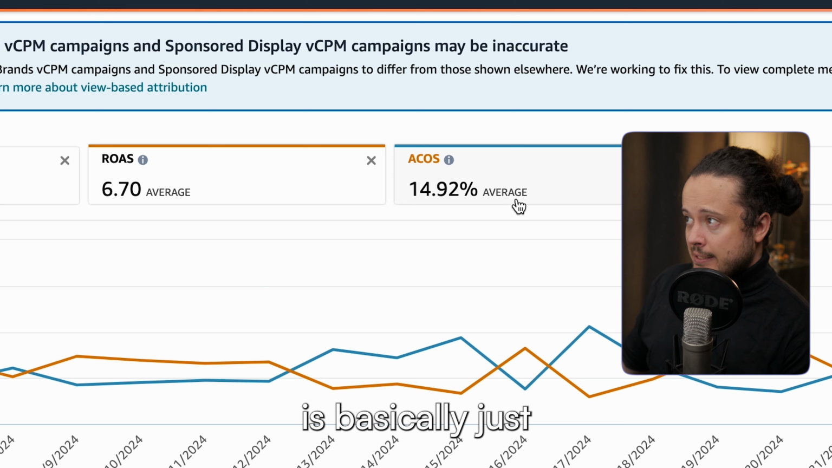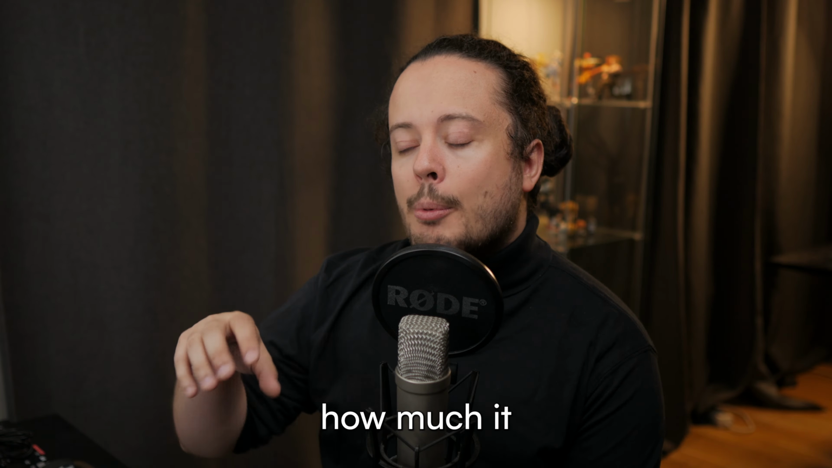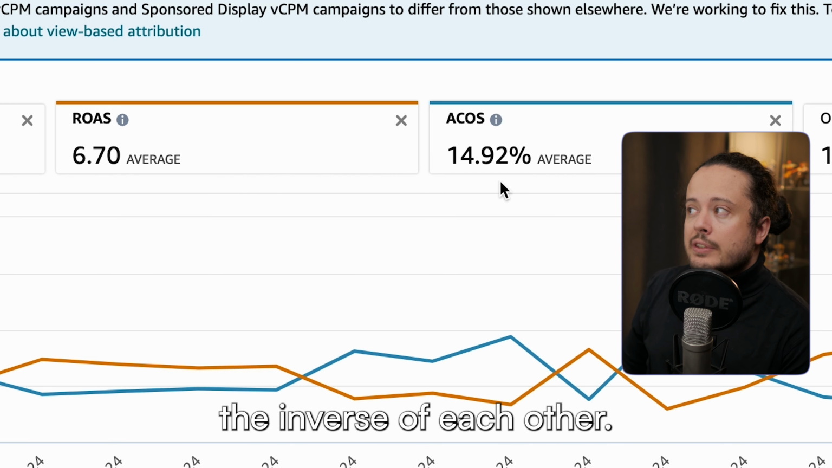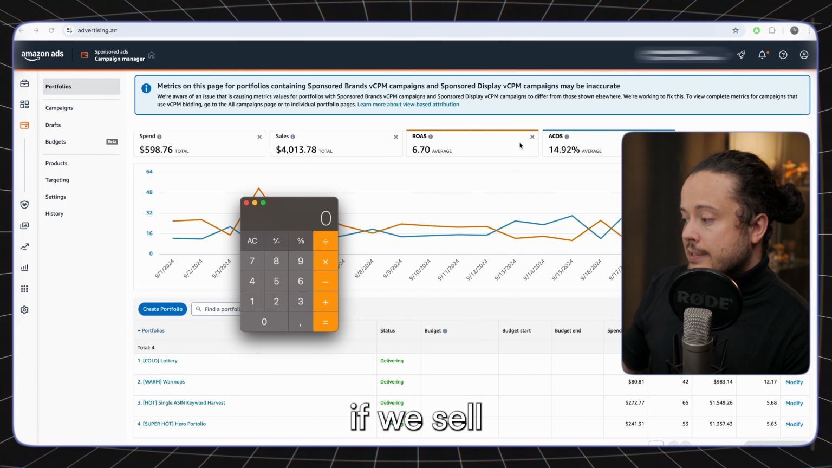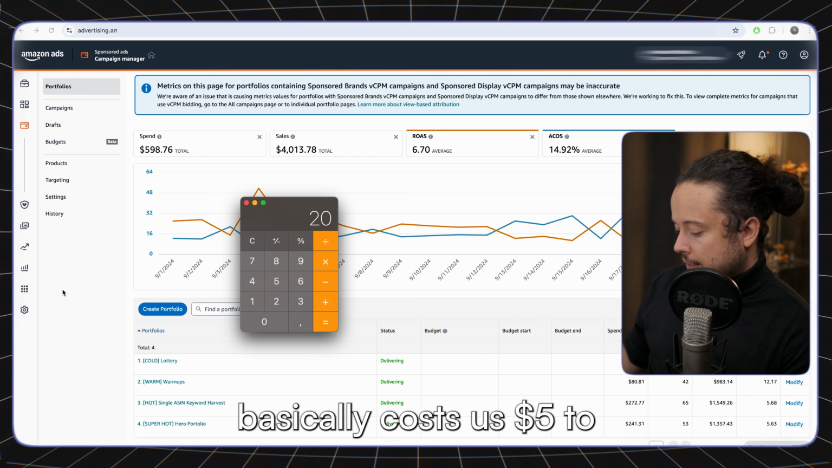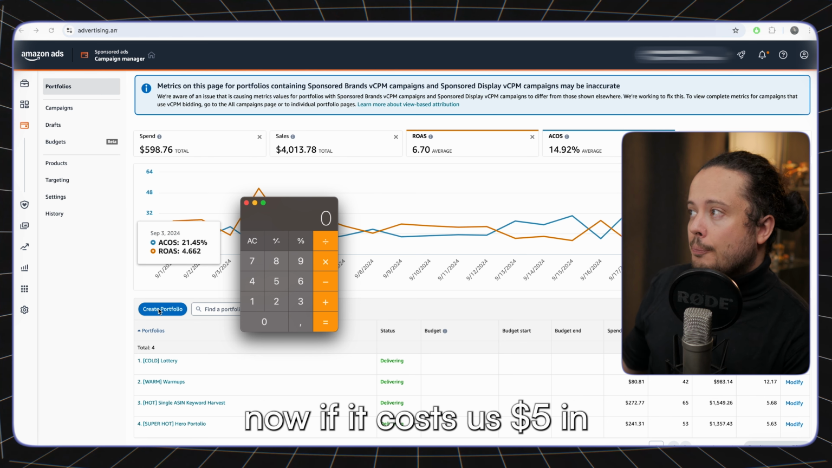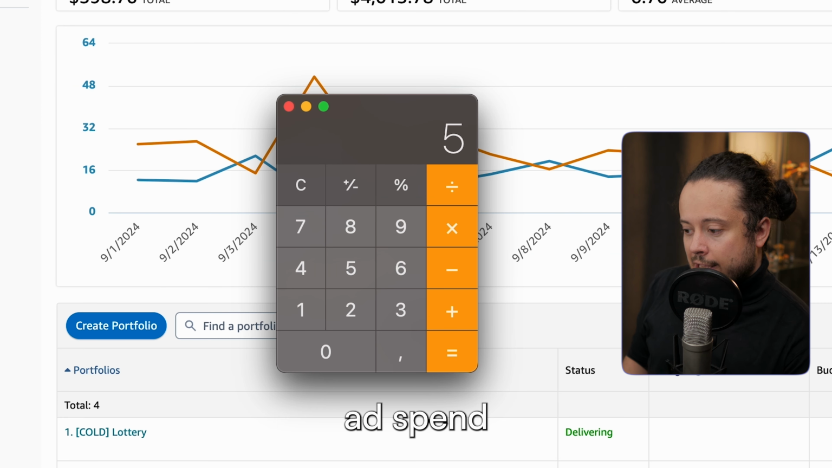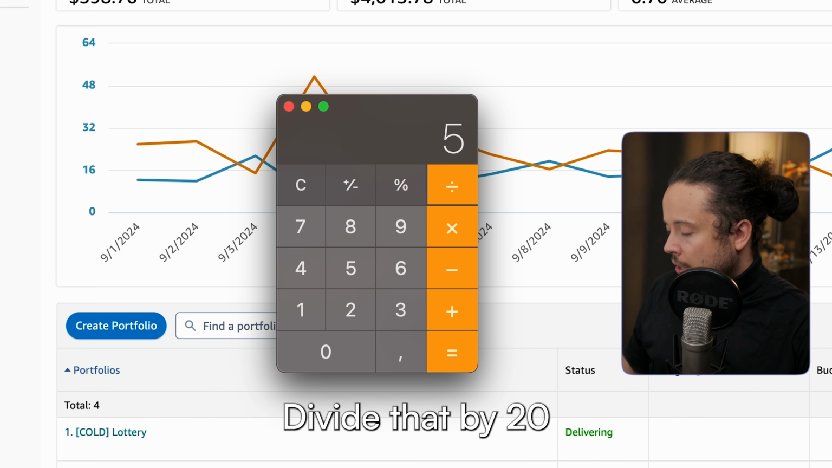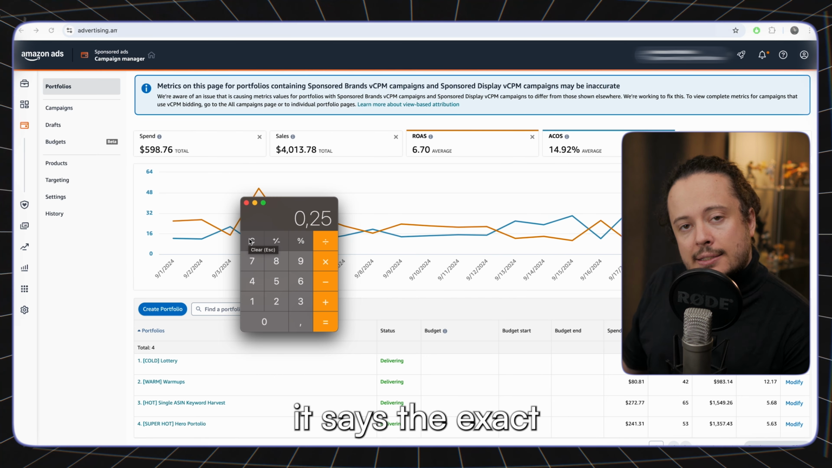ACOS here is basically just the inverse of ROAS. It's the same thing, just the inverse. When we think about ACOS, it's how much it costs us per sale to actually acquire the sale. These two say the exact same thing. So for instance, if we sell something for $20 and it costs us $5 in ad spend to get the sale, then we have a ROAS of 4. Now, if it costs us $5 in ad spend to get the $20 sale, then we take 5, divide that by 20, and we have 25%. So ACOS is more in percent. It says the exact same thing.